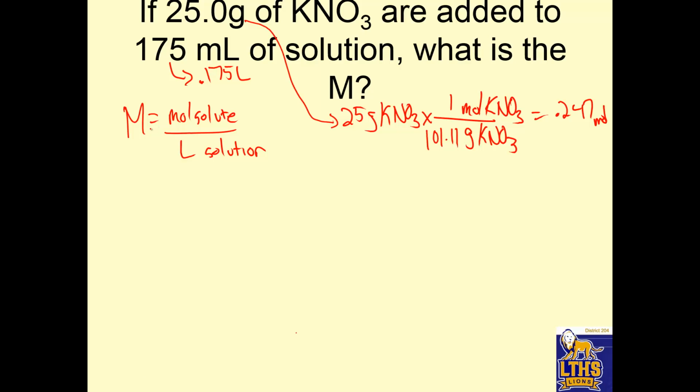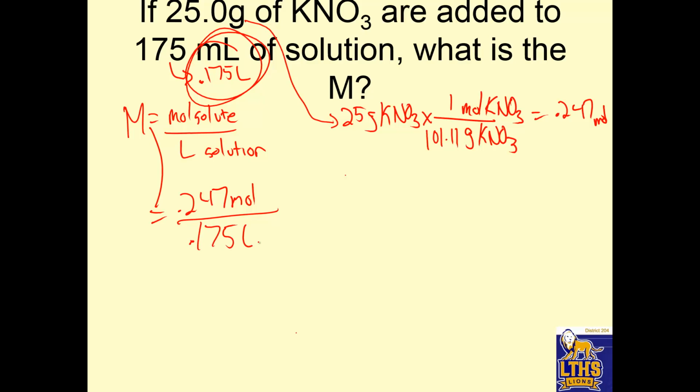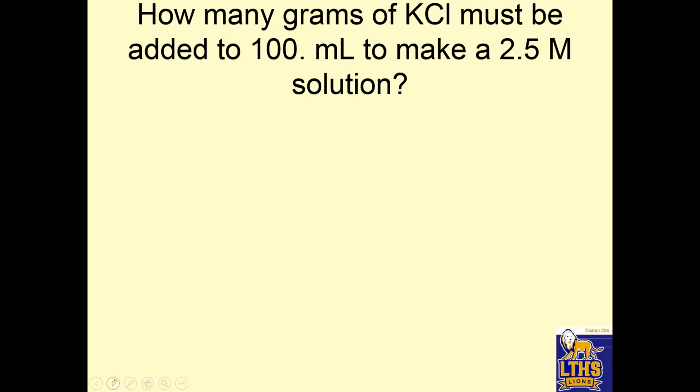So here we go. We got to plug them in now. 0.247 moles over, here's my volume, 0.175 liters equals. So answer divided by 0.175, and I get 1.41 molar. Easy peasy. How many grams of KCl must be added to 100 milliliters to make a 2.5 molar solution? Guess what I'm going to write?